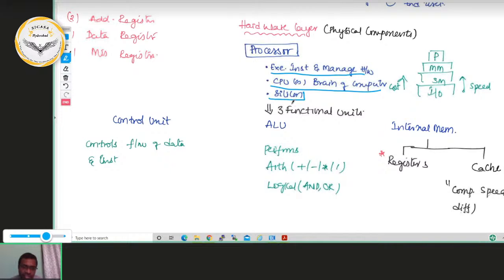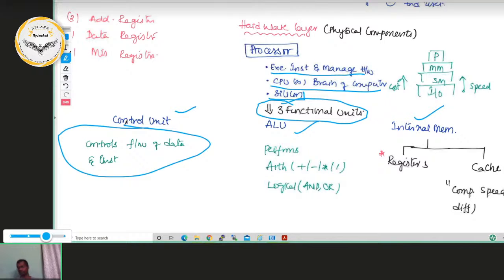Now this particular processor consists of 3 functional units. First one is called the control unit, second is the arithmetic logical unit, and third one is internal memory. What do you mean by control unit? It controls the flow of data and instructions. The ALU performs arithmetical calculations, like addition, multiplication, division, and subtraction, and it also performs logical operations, like AND, OR, etc.